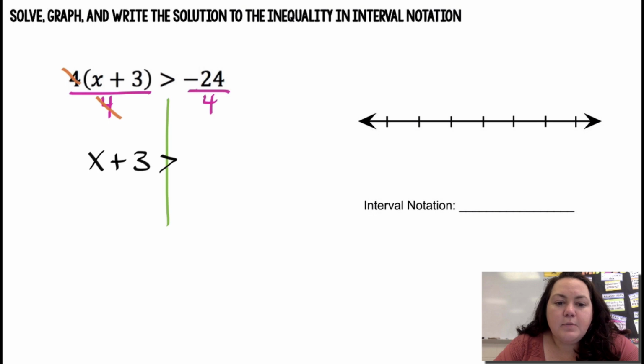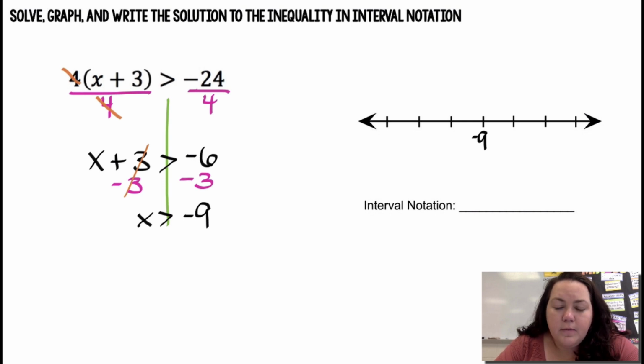So that would give me x plus 3 is greater than negative 24 divided by 4, which gives me negative 6. And I want to get x by itself, so I would subtract 3 on both sides. That means x has to be greater than negative 9, since negative 6 minus 3 is negative 9. All right, so I'm going to go ahead and graph this. I'm going to start at negative 9.